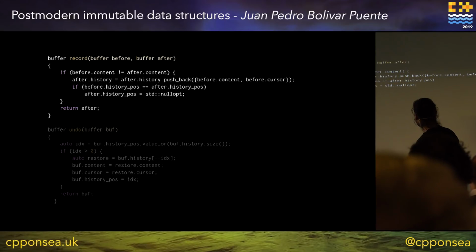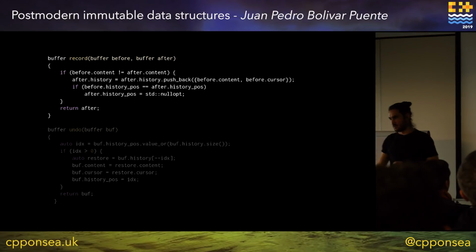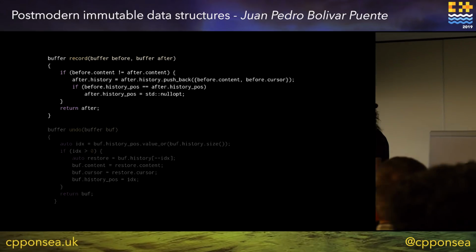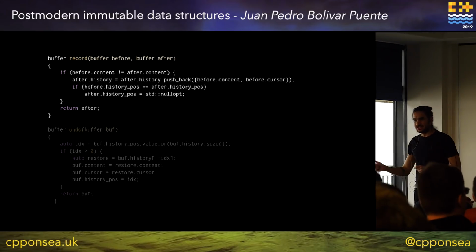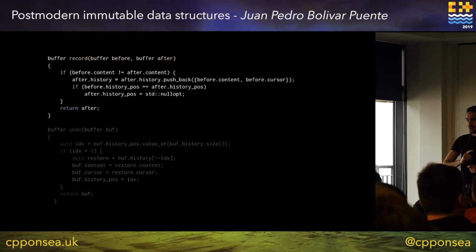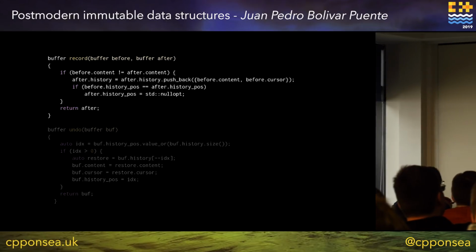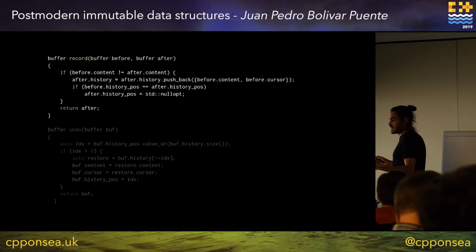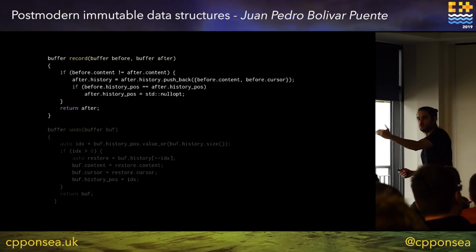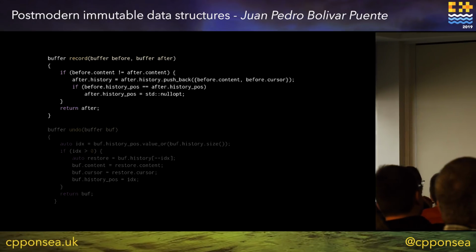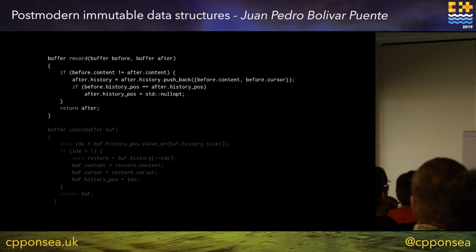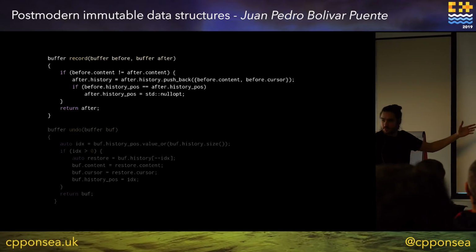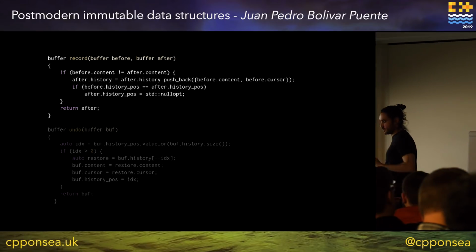Then it also checks if the history position is the same before and after. Because if the history position is different, it means that the operation was an undo. So it did something to the history position and we want to respect it. But if they are the same, it means that, well, we did an edit, we want to push the history to the end. So we actually use a null value to mark that the undo history is at the end. And this is it. This is all you need to do to record your undo operation.